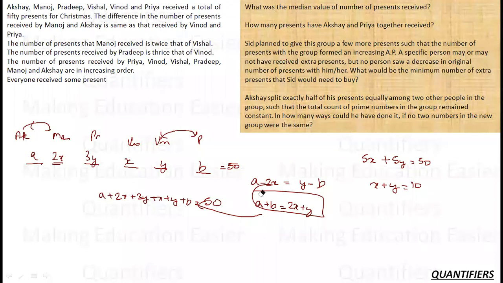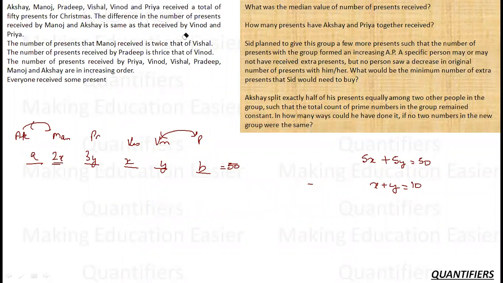Now X plus Y is 10, but I also know some constraints. What are those constraints? A is greater than 2X, 2X is greater than 3Y, 3Y is greater than X, X is greater than Y, and Y is greater than B. B is the minimum value. When I say B is the minimum value, then Y, which is greater than B, should be greater than 1, because B can have at least 1 present. So let's make some cases.